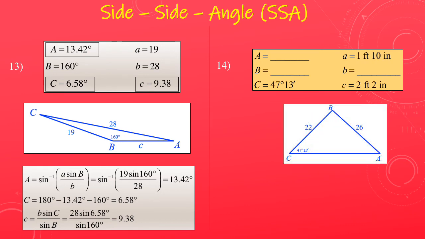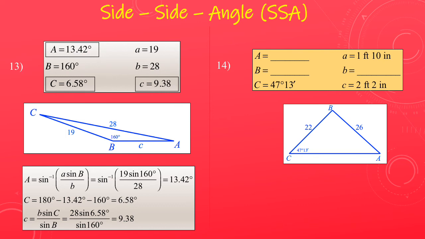In number 14, we're given that angle C equals 47 degrees, 13 minutes. Little a is 1 foot 10 inches, while little c is 2 feet 2 inches. There are a couple different things about this problem. First, again, the angle that we are given is no longer A, it is C. But that really doesn't matter, as we are given the entire C family and little a, making this a side-side-angle problem. Secondly, our sides are given in terms of feet and inches. It is best to work with inches, so we will convert them to inches when we use our picture.